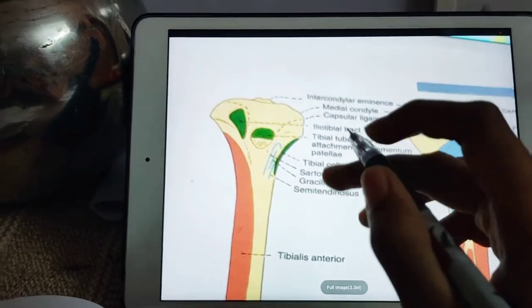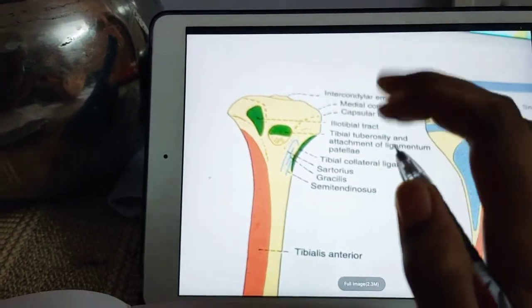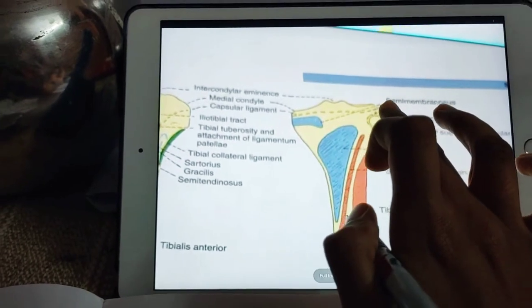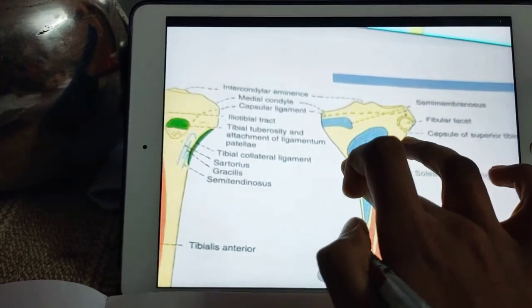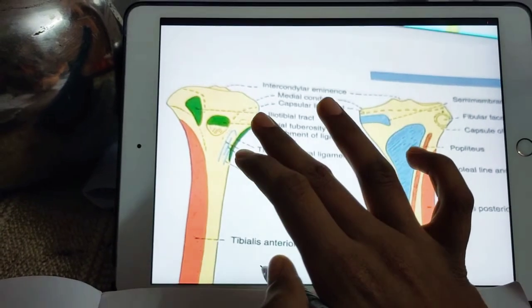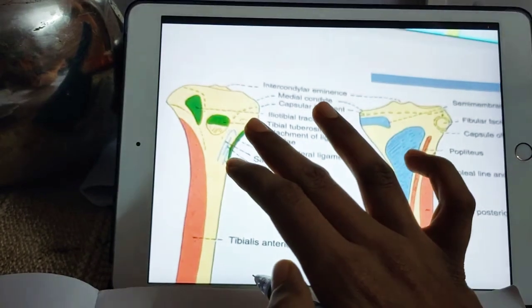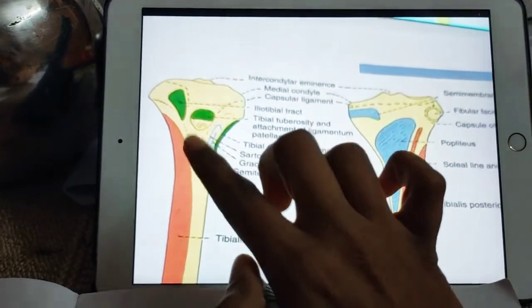Okay, so these are all attachments on the medial condyle. So the medial condyle has semimembranosus on the posterior surface, capsular ligament of the knee joint, and also the tibial collateral ligament and medial patellar retinaculum, all attached to the anterior surface.